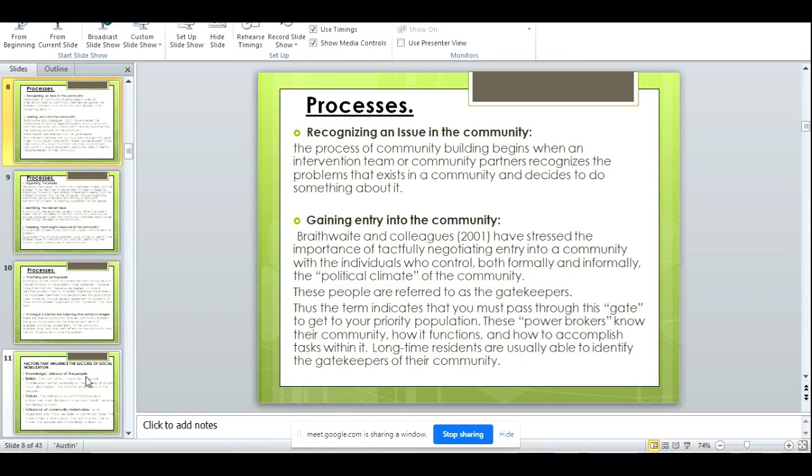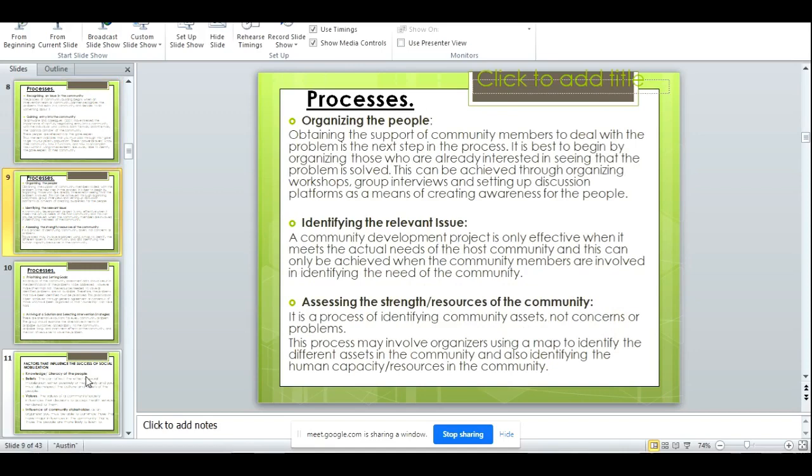These power brokers know their community, that is, these community leaders and stakeholders in the community. They know their community, they know how it functions. You are just new to this community, you don't really know their values and how the community works. So you have to work with these people because they understand the community, they know how it functions and how to accomplish the tasks within it. Long-time residents are usually able to identify the gatekeepers of their community. So you have to work with these people so that you can get success in gaining entry into the community.